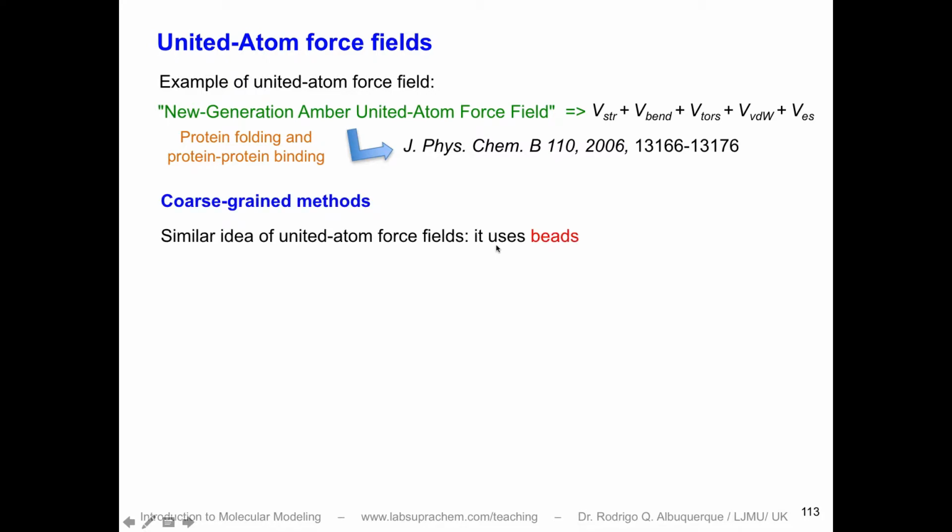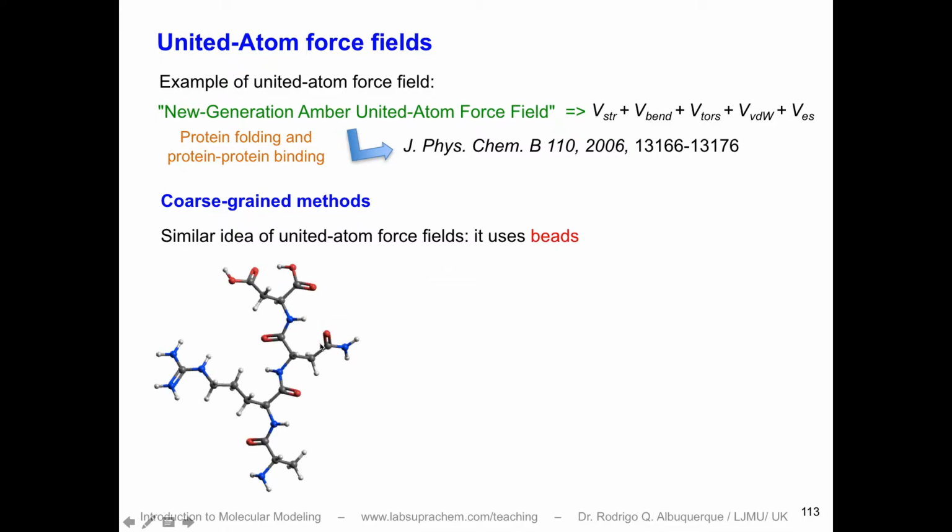Let's move a bit in the subject. Now we can describe a little bit of coarse-grained methods. This is actually a similar idea to united atom force fields, but it uses beads. Instead of placing hydrogens at the same location as the heavy atom, we now put many atoms together to form a bead, a very massive bead.